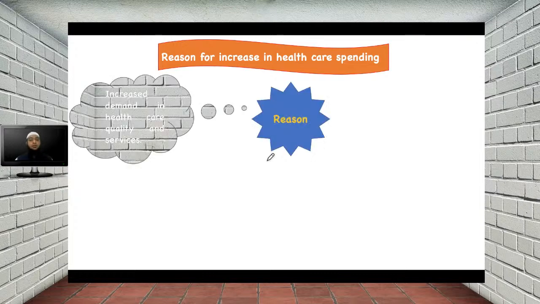The first reason for increase in healthcare spending is increase in demand for healthcare quality and services. Now this is related to different parameters. I'm going in reverse, and we'll try to understand how it is related to the second parameter, right? The first thing you must remember is why there is increase in healthcare spending: obviously the demand is more. Since there is increase in demand for healthcare quality and services, people have started spending more on health.